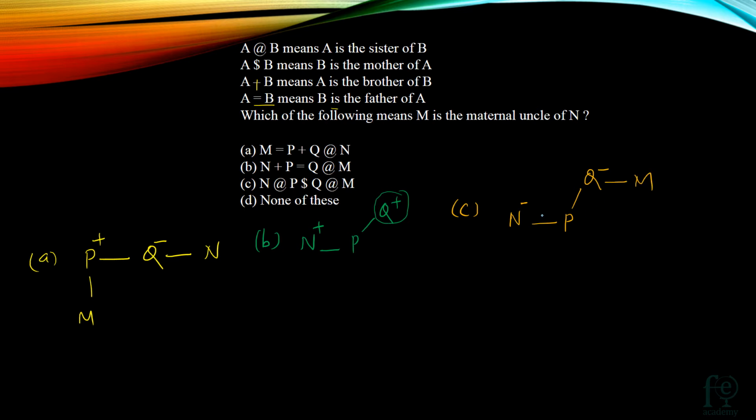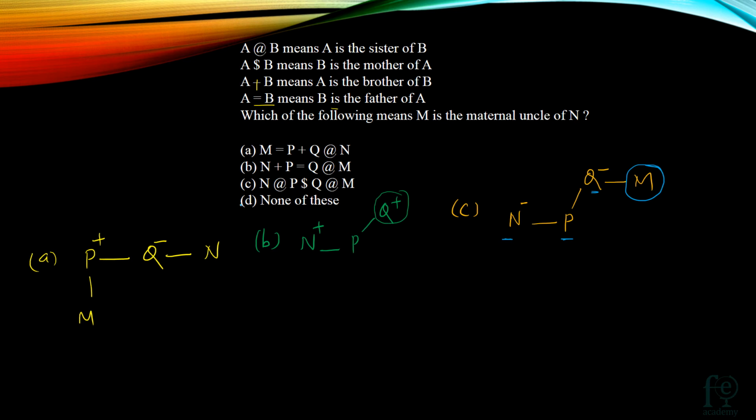Now let's find out whether this represents M is the maternal uncle of N. So here you can see that M is indeed N's mother's sibling. Here N and P are siblings and Q is P's mother. So Q will be N's mother also. So M is N's mother's sibling, but we don't know the gender of M. It's not given whether M is a female or a male. If M is a male, M is the maternal uncle of N. If M is a female, M is the maternal aunt of N. So here we cannot know the gender of M, so we cannot say whether M is the maternal aunt or maternal uncle.